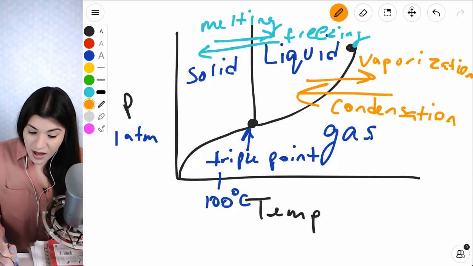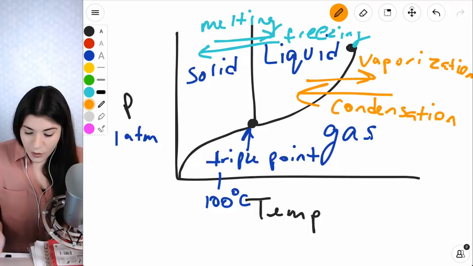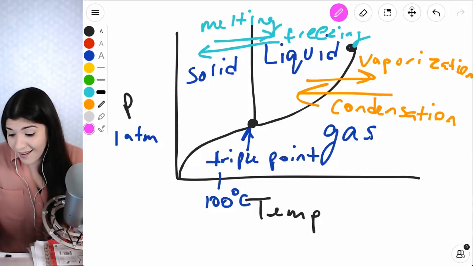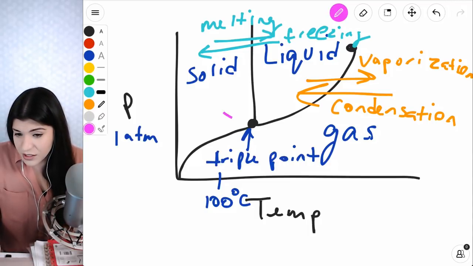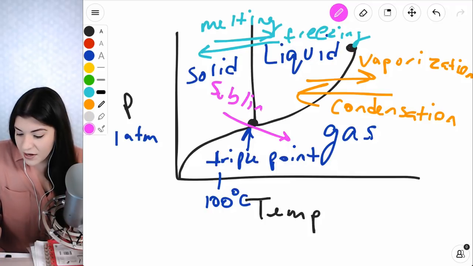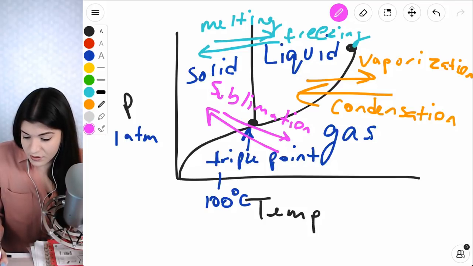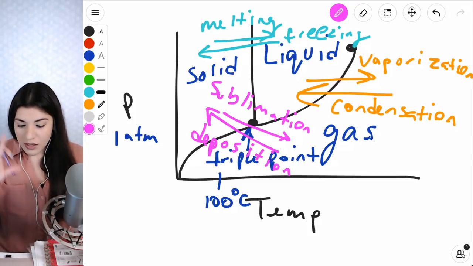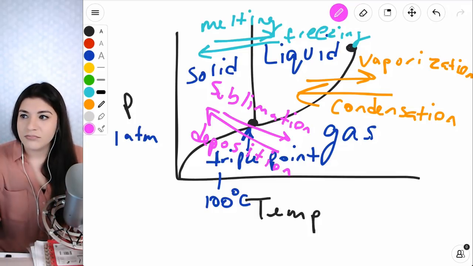One more thing here. Let's say we were going from a solid to a gas. Going from a solid to a gas, that's known as sublimation. And then going backwards, going from a gas to a solid, that's deposition. I know, I'm running out of room. There we go. Okay, so that's essentially the whole process, or the entire phase diagram explained.